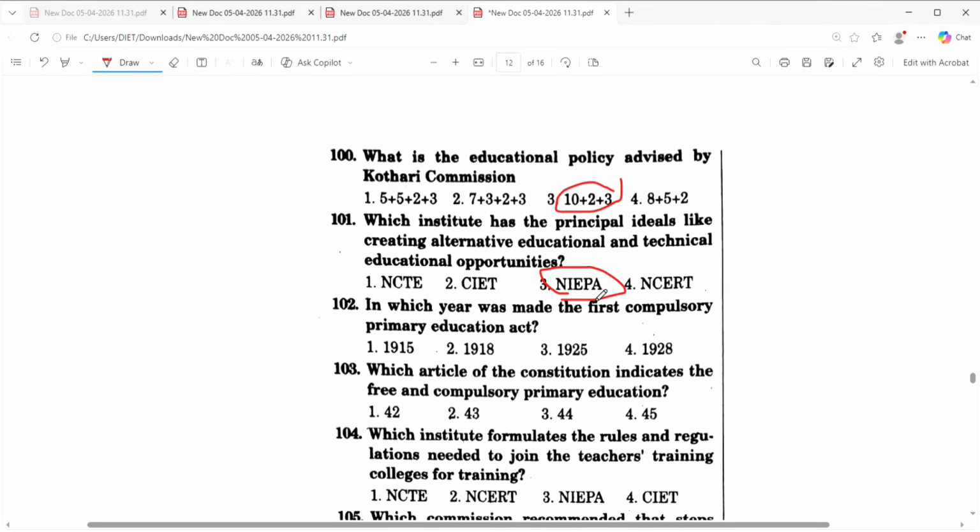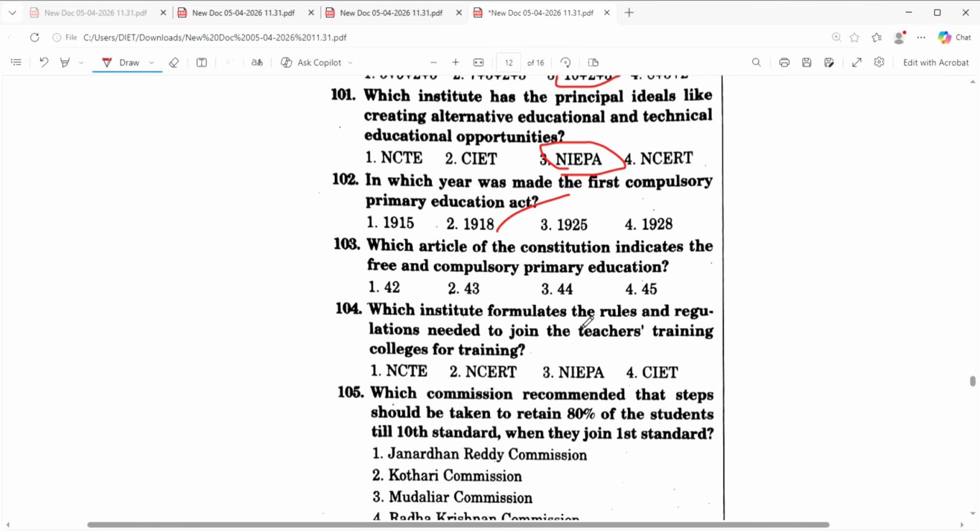In which year was the first compulsory primary education act made? The answer is 1918. Yeah, you have to remember the dates. Which article of the Constitution indicates free and compulsory primary education? So already everybody knows, Article 45.